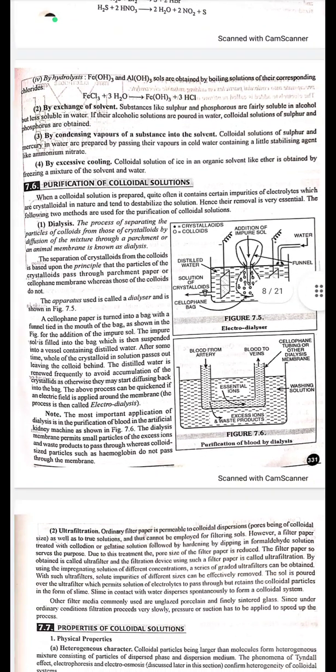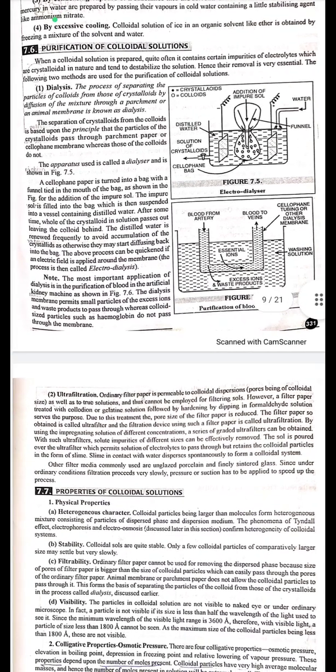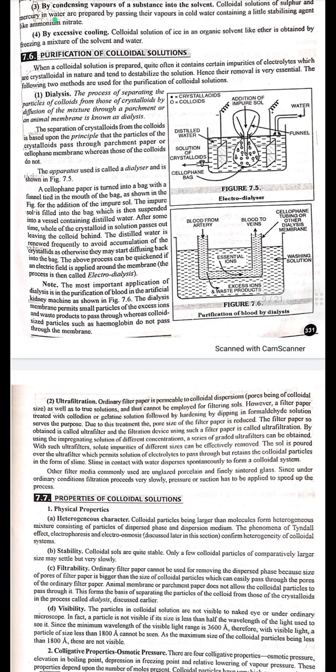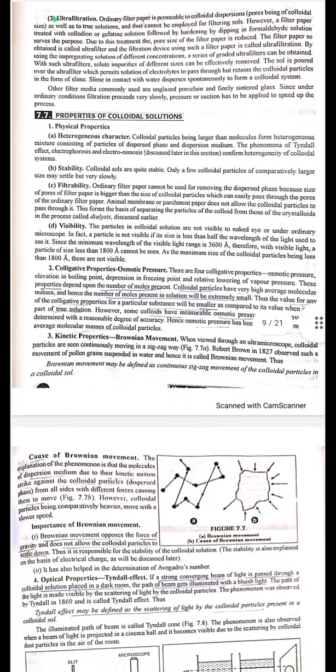Article 7.6. Purification of colloidal solution. When a colloidal solution is prepared, quite often it contains certain impurities of electrolytes, which are crystalloids in nature and tend to destabilize the solution. Hence, their removal is very essential. The following two methods are used for purification of colloidal solution. First is dialysis and second is ultrafiltration.